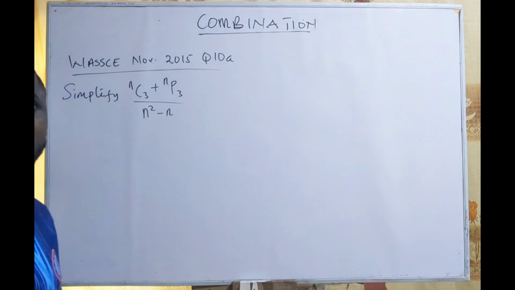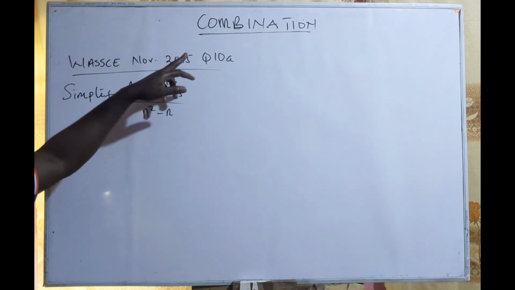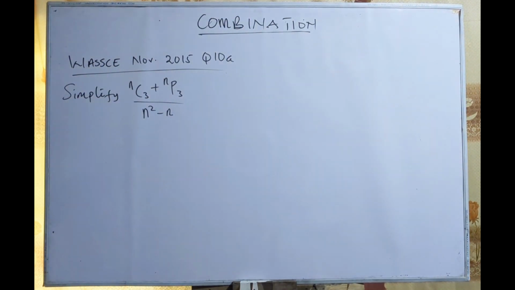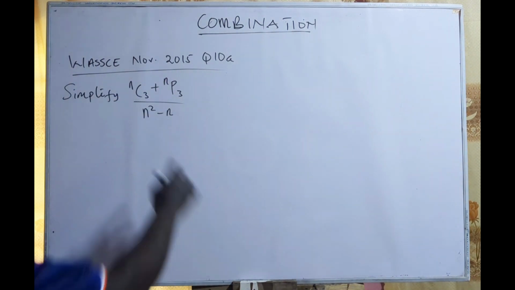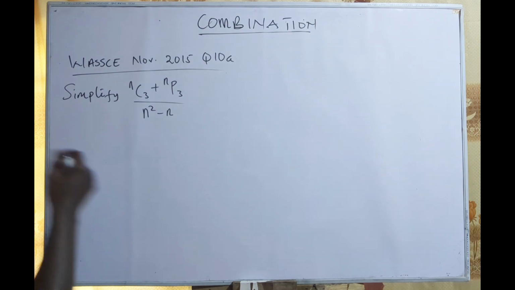Hello, let's look at this question. WASSCE November 2015 question 10a. Simplify nC3 plus nP3 all over n squared minus n.